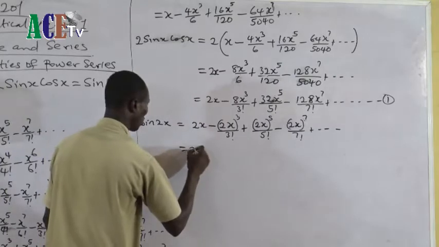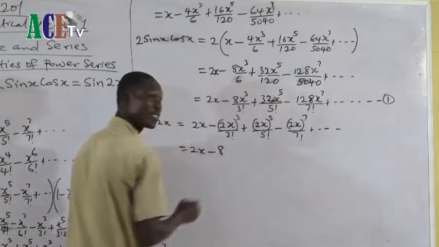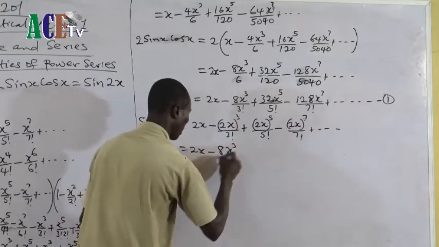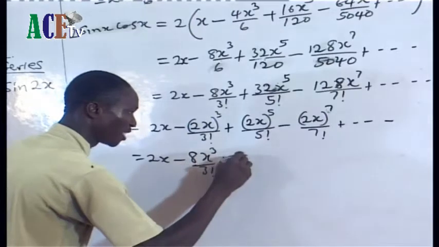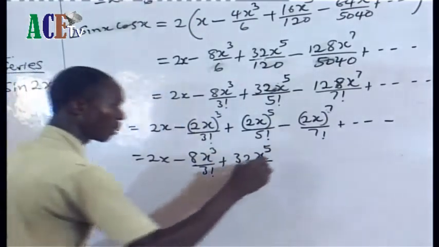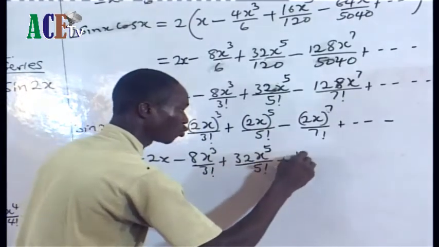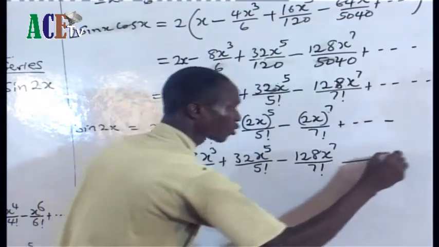Since my x is now 2x, this will give me 2x minus, 2 raised to the power 3 will give me 8, x raised to the power 3 over 3 factorial, x raised to the power 5 will give me 32, x raised to the power 5 over 5 factorial, x raised to the power 7 will give me 128, x raised to the power 7 over 7 factorial.